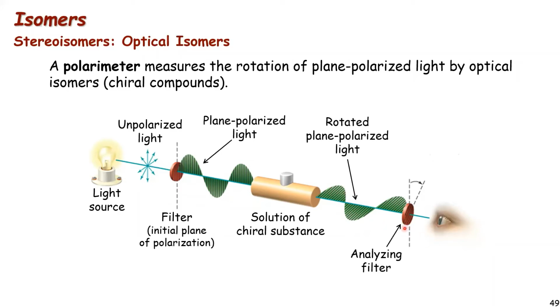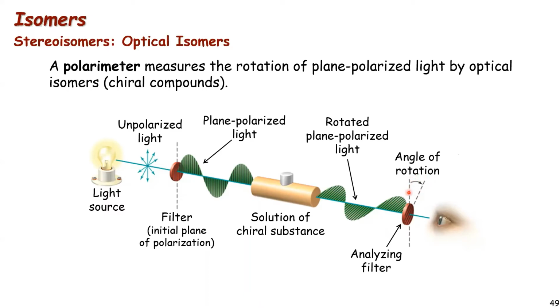Then we have another analyzing filter. It's just another polarizing filter like this. If it's in the same direction as the original polarization filter, you're going to see nothing. There's going to be no light coming through because the rotated polarized light is now being blocked by the filter itself. So what you have to do is rotate the filter until you can see light coming through the filter. That's what we call the angle of rotation, and you can measure that for a specific compound.